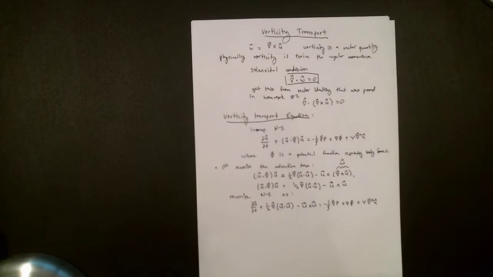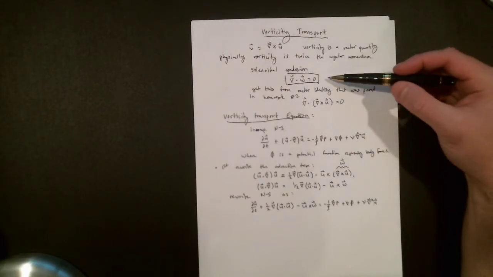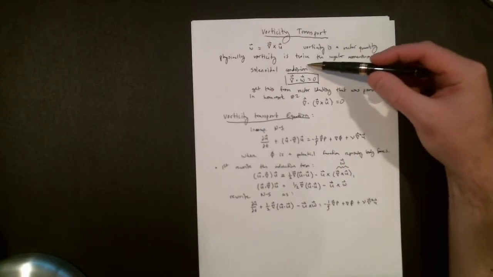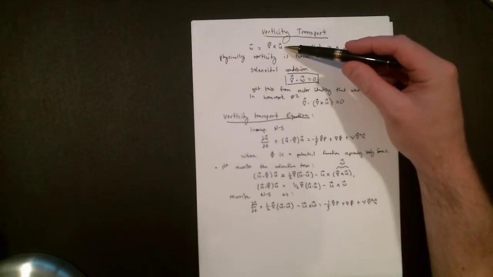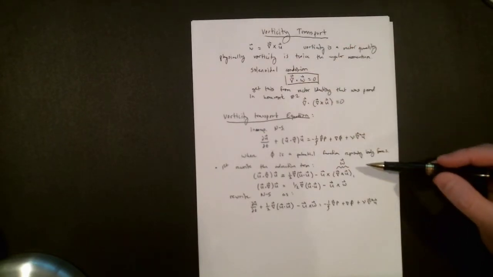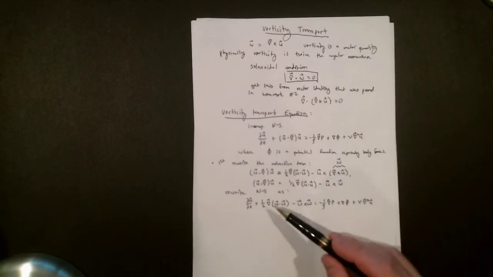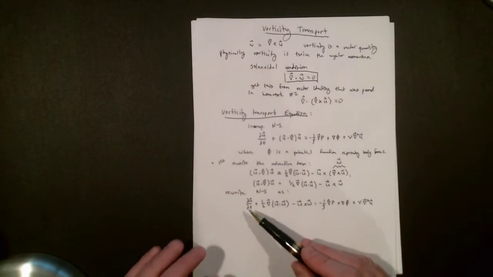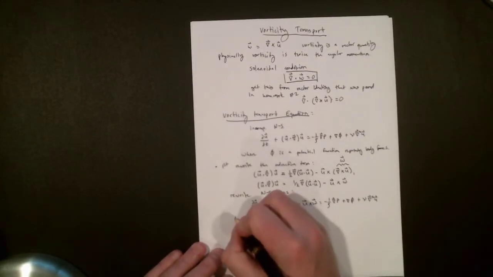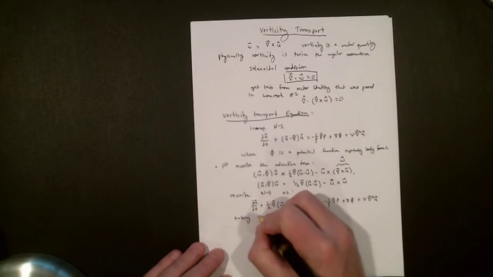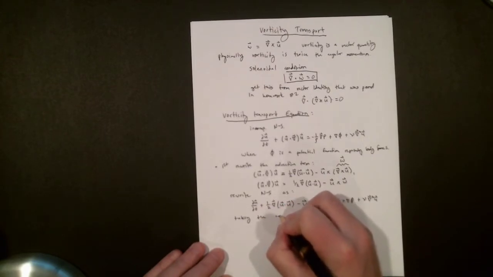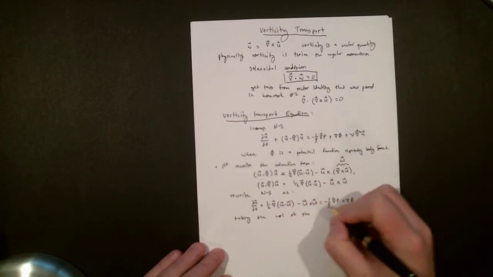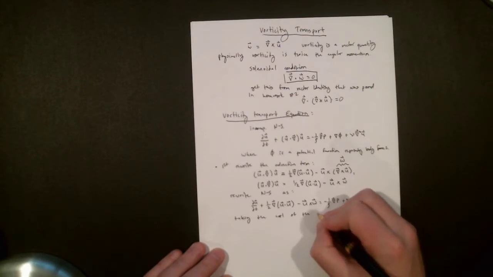So what do we need to do if we want to do that? Well, we just need to use our definition of vorticity that we have up here at the top. All we have to do is take the curl of the Navier-Stokes equations. When we take the curl, terms like this will turn into vorticity in a very straightforward manner. So let's take the curl of the above equation.